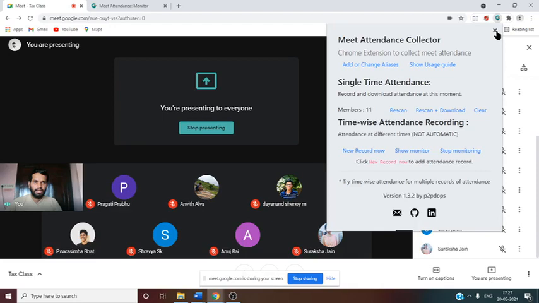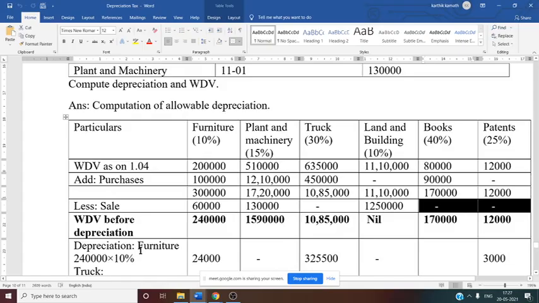Now we want written down value before depreciation. Written down value before depreciation is nothing but written down value at the beginning, add purchase, less sale.